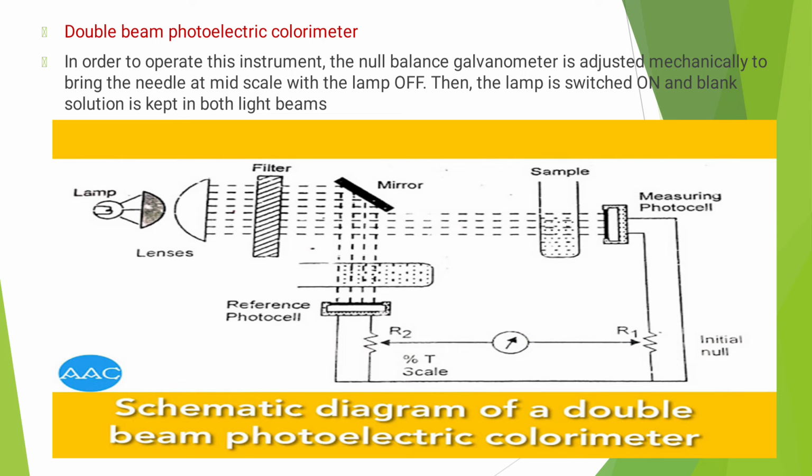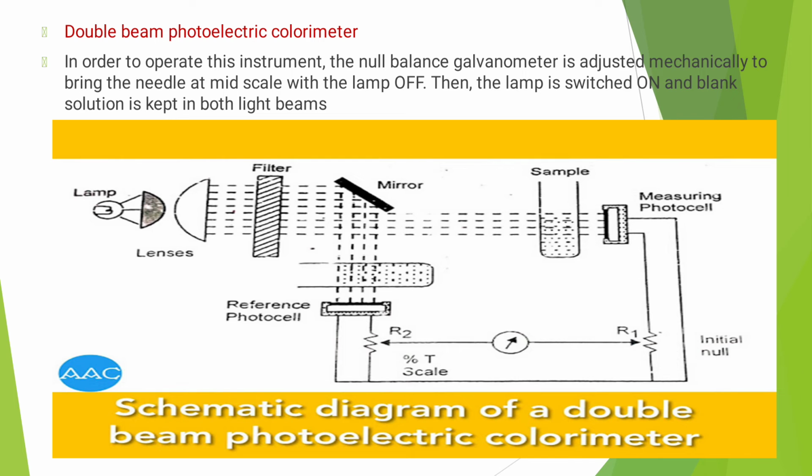When the lamp is off, we adjust the galvanometer needle to 0 mechanically. After switching on the lamp, first keep the blank solution in both the beams, that is the reference beam and the sample beam. So the blank solution is kept in both light beams.